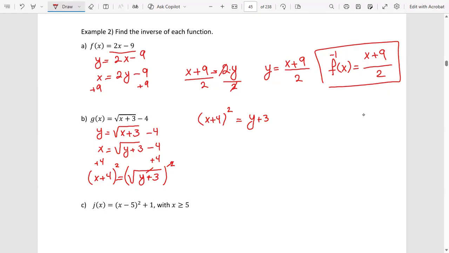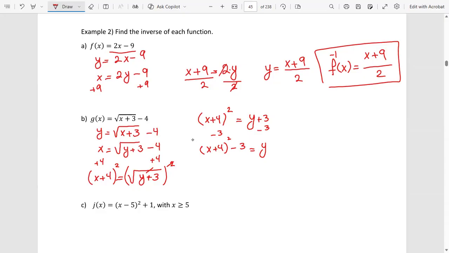Then, to move 3, we need to subtract 3 from both sides. So y is equal to x plus 4 squared minus 3. Since this parenthesis has a power, we cannot add or subtract the numbers together. So you just have to keep negative 3 outside of the parenthesis.